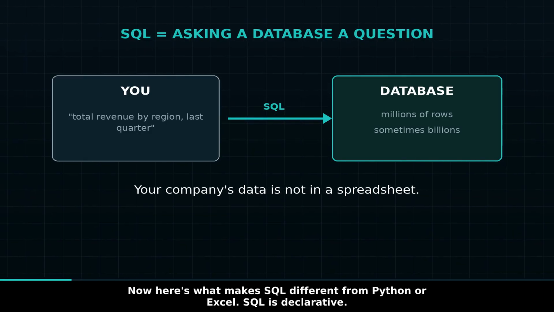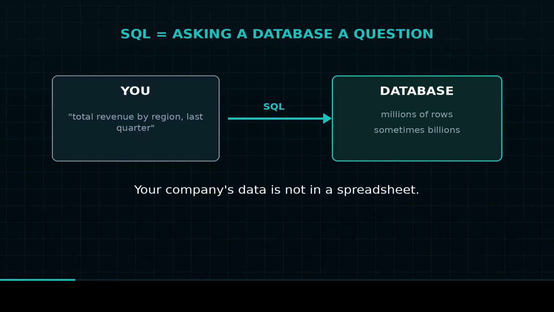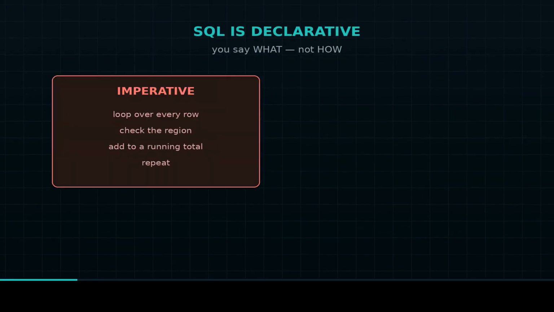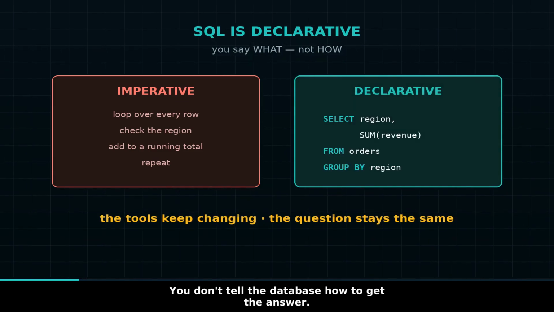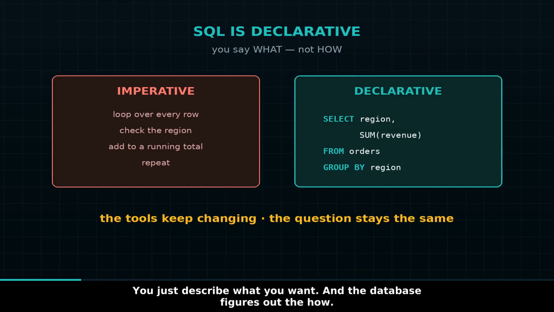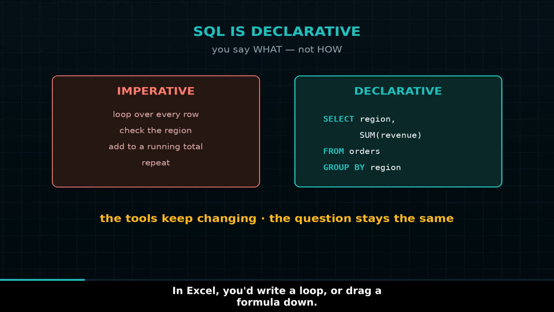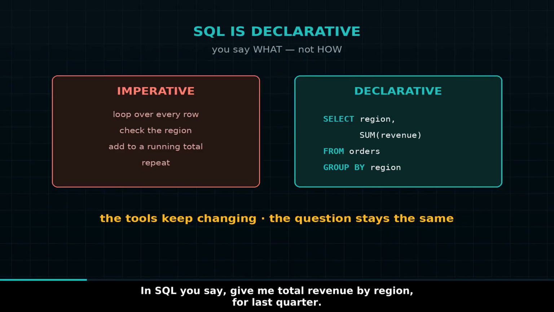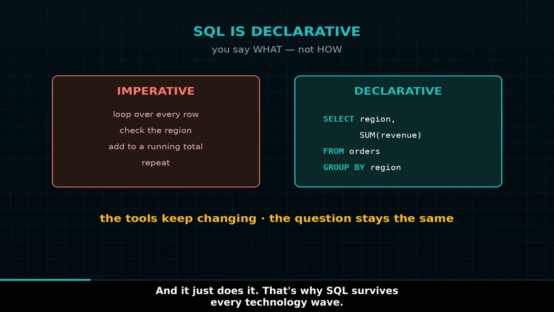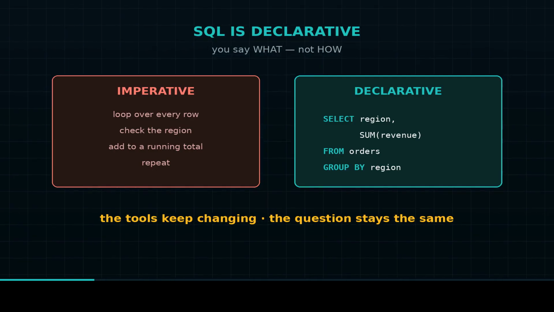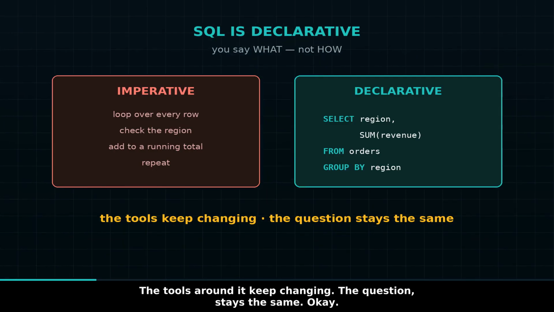Now, here's what makes SQL different from Python or Excel. SQL is declarative. That's a fancy word for a simple idea. You don't tell the database how to get the answer. You just describe what you want, and the database figures out the how. In Excel, you'd write a loop or drag a formula down. In SQL, you say, give me total revenue by region for last quarter, and it just does it. That's why SQL survives every technology wave. The tools around it keep changing. The question stays the same.